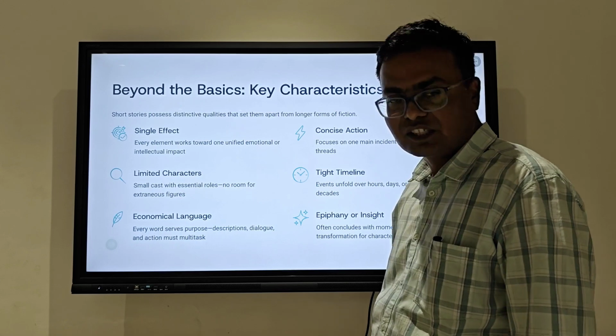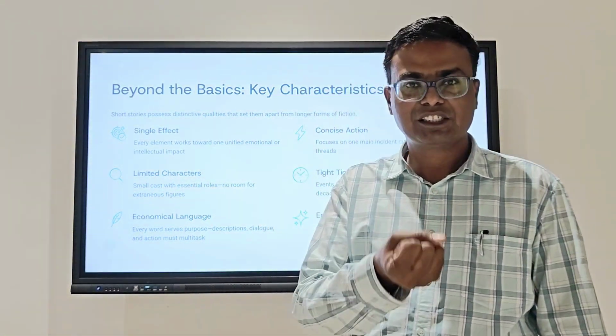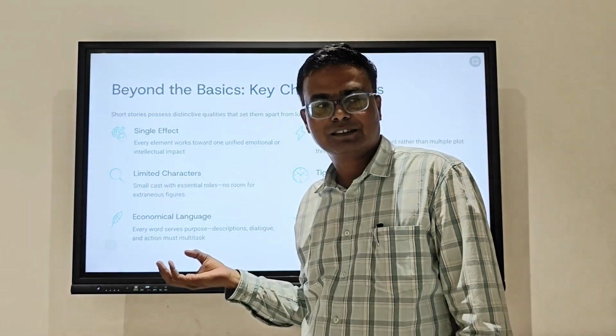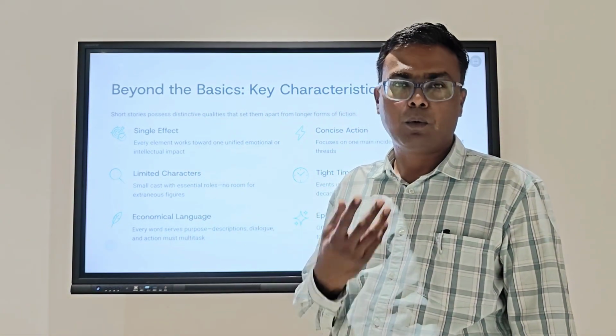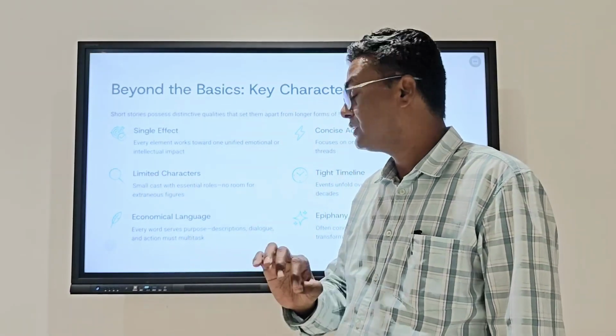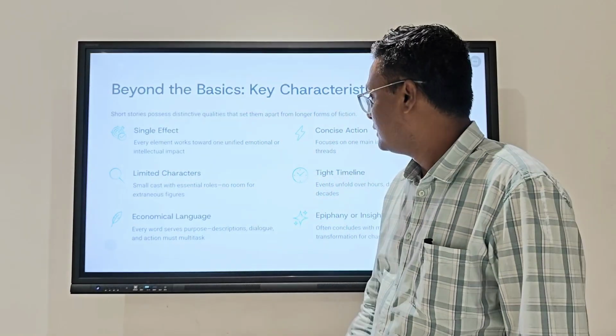Characteristics of a story: it is concise. It means it deals with a single action. It has a very small action. Then it has limited characters. If you think about the novel, you will see that there are many characters, but in a story there are very few characters. It means we can count them.